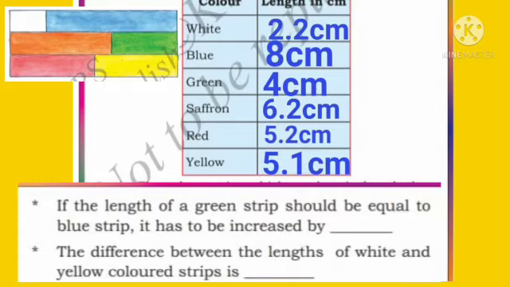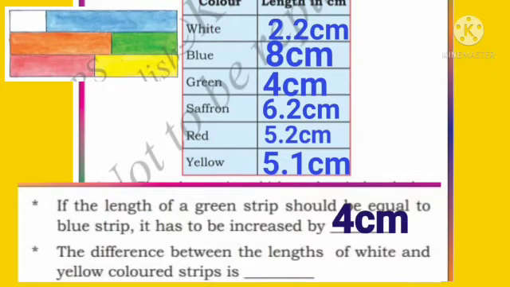The length of the green strip is equal to 4 cm. The length of the blue strip is 8 cm. If we want to increase the length of the green strip to that of the blue strip, what do we have to do? Yes, we have to add 4 cm to the green strip to become 8 cm.